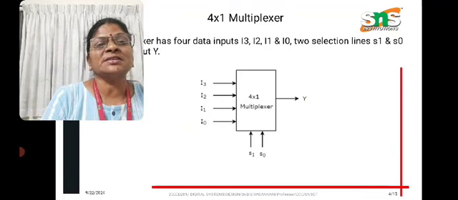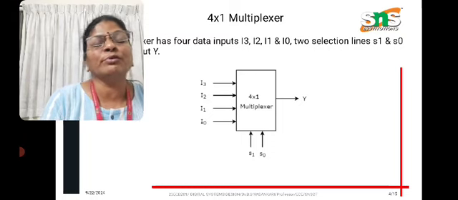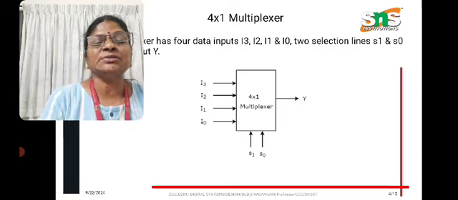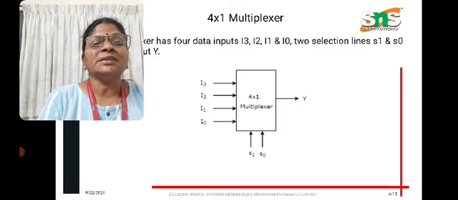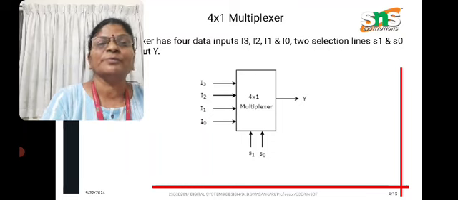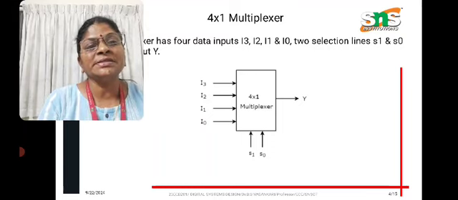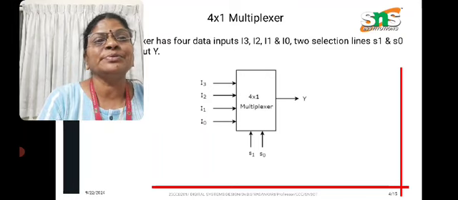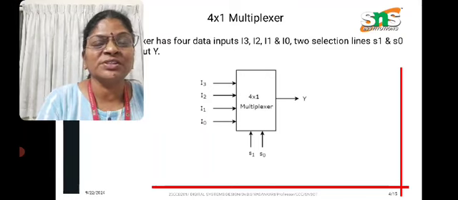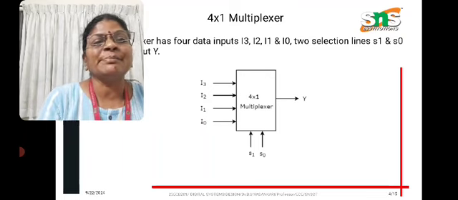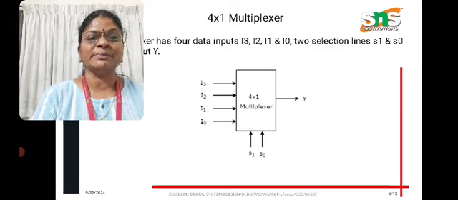So with these techniques, we have types like 4 cross 1 multiplexer, 8 cross 1 multiplexer and 16 cross 1 multiplexer. 4 cross 1 means 4 inputs and 1 output, 8 cross 1 means 8 inputs and 1 output, 16 cross 1 means 16 inputs and 1 output. For example, we can discuss 4 cross 1 multiplexer.